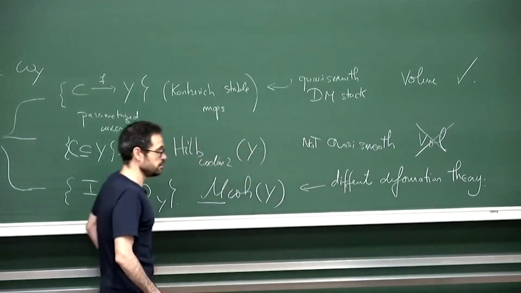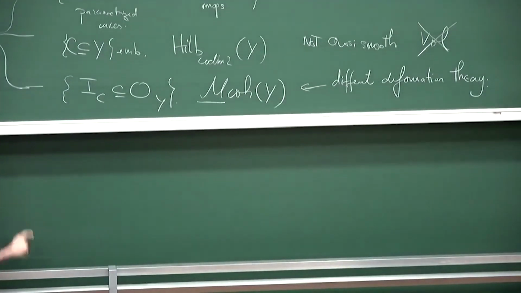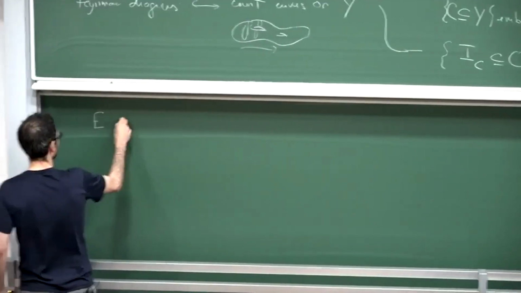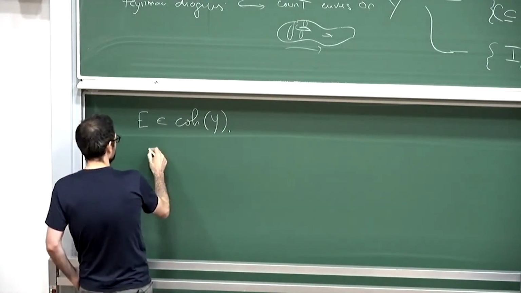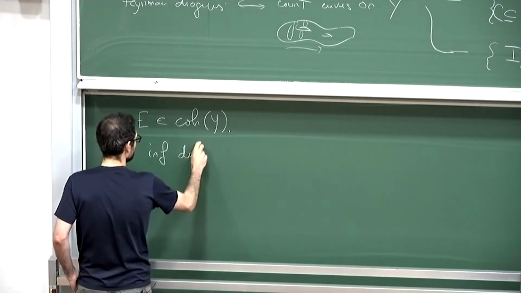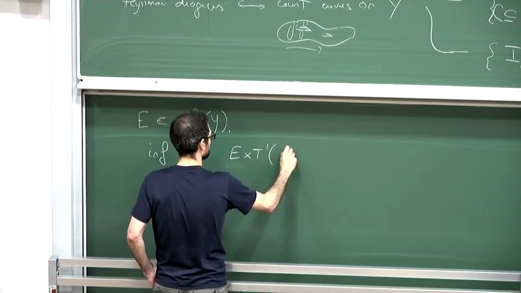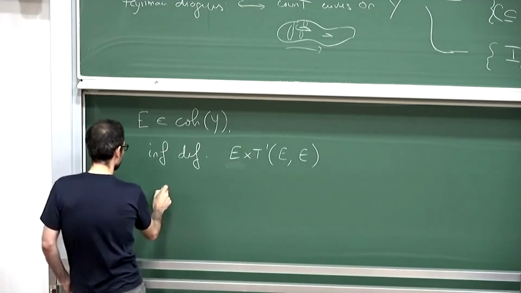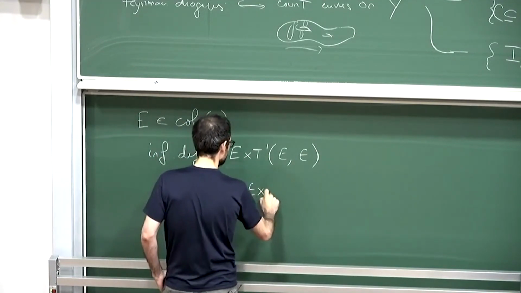So what is this deformation theory? If I take a coherent sheaf in Y, the deformation theory is controlled by two groups. The first group is the group of infinitesimal deformations, and this is the first Ext group of my coherent sheaf. And then there is another group, which is a group of obstructions, which is the second Ext group.